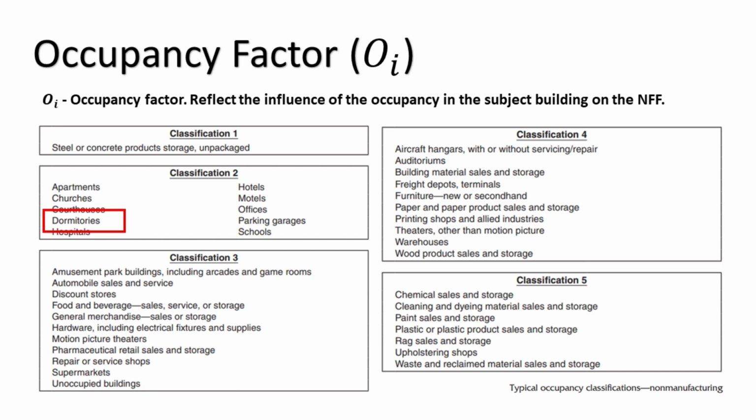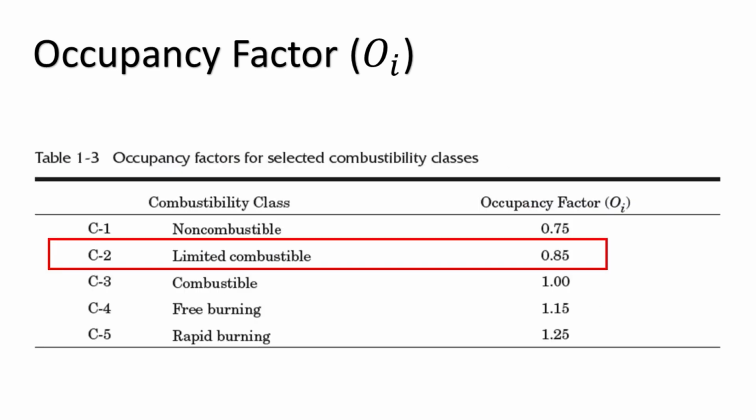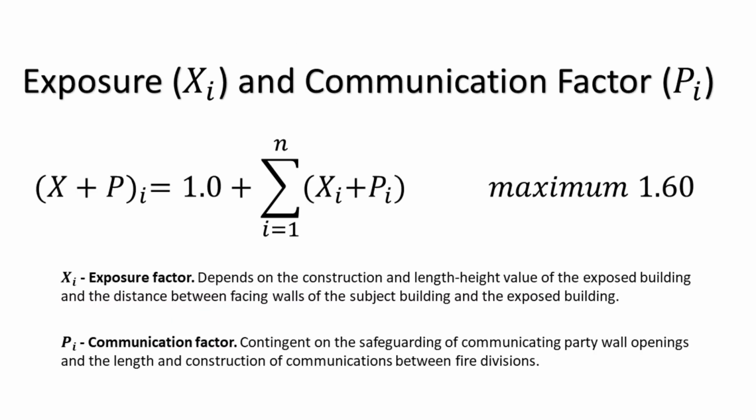Second, occupancy factor O. The occupancy factor reflects the influence of the occupancy in the subject building on the needed fire flow. It is directly related to the items typically stored in the subject building. In this problem, we have a dormitory building. According to the combustibility classification, it is in the second combustibility class. Hence, we have an occupancy factor of 0.85. Upcoming next, let's talk about the exposure factor and the communication factor one by one.